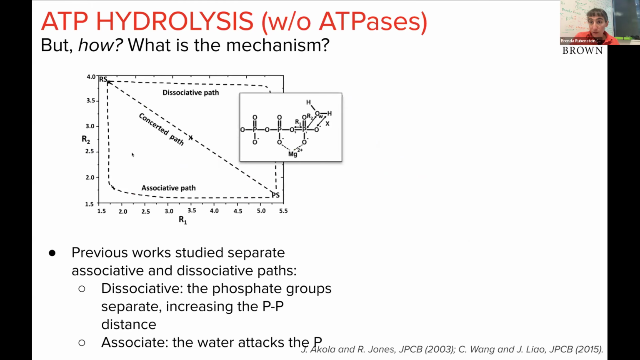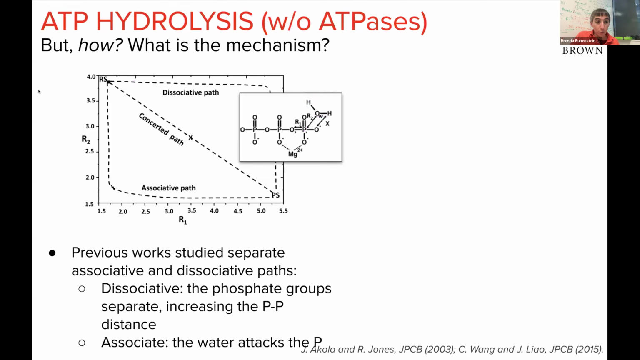And what people previously hypothesized is that this reaction could occur using one or two main pathways. So what could happen is that this PO bond just breaks, so this R1 distance just grows. And if that R1 distance just grows, that's called the dissociative pathway. That would be the top. But people were also aware that there could be something called an associative pathway, where water comes in, and this water, just the presence of the oxygen, kind of causes this P to want to break its bond with the other oxygen. So this is called an associative pathway.